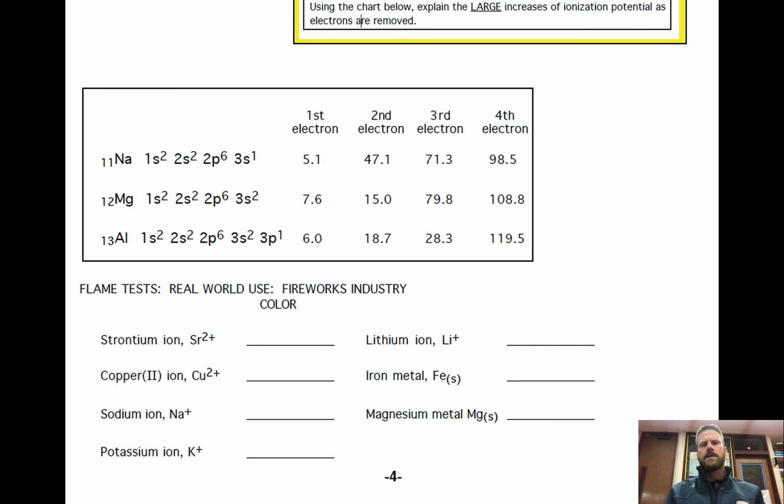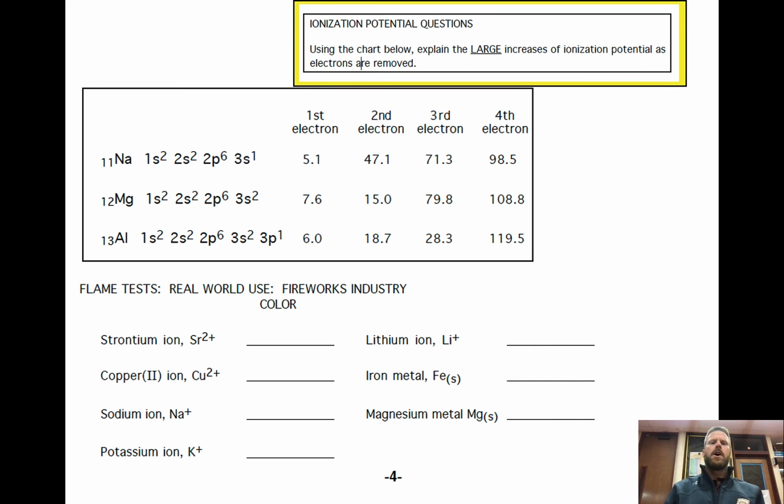So let's consider the ionization energy across a period. In this case, we'll look at period 3, comparing sodium, magnesium, and aluminum. Here are the electron configurations for those elements. We also have the ionization energies for removing the first electron from these elements, the second electron, the third electron, and then the fourth electron. You'll notice that there are large increases in ionization energy as electrons are removed.